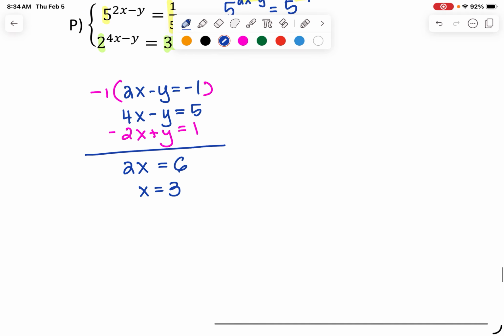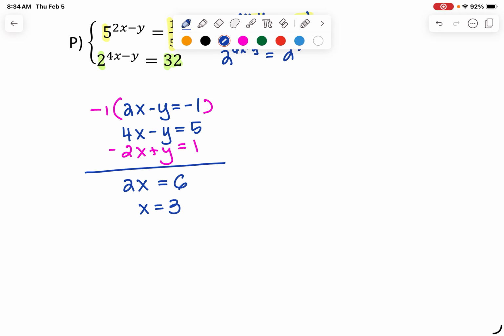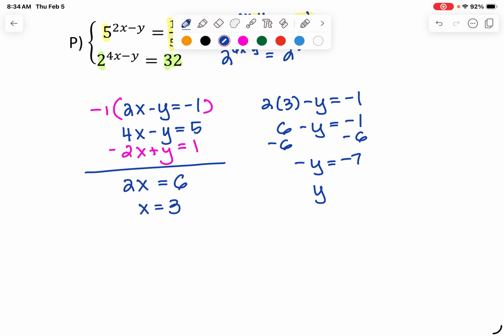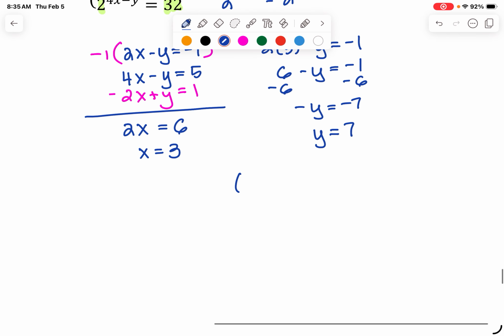And then now I just need to solve for y. You can plug it back into either one. I'll plug it back into the first one. 2 times 3 minus y is equal to negative 1. 6 minus y is equal to negative 1. Subtract 6 from both sides. Negative y equals negative 7. Divide by negative 1, y equals 7. So my ordered pair solution of where these two intersect is 3 comma 7.